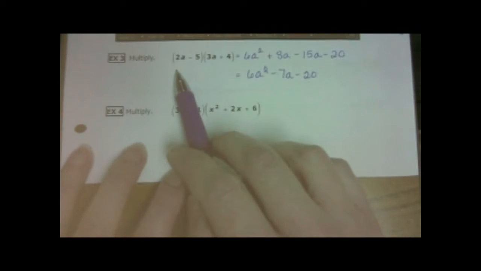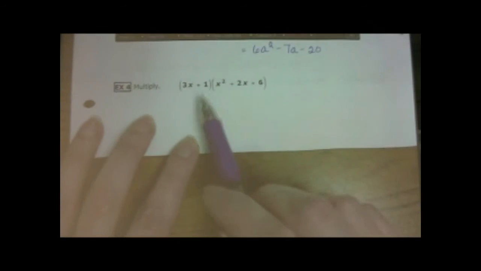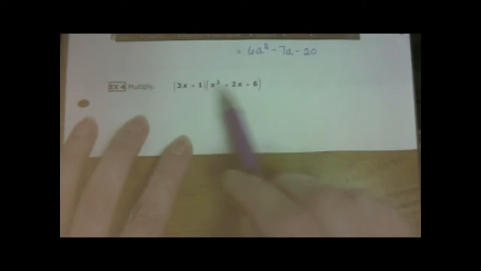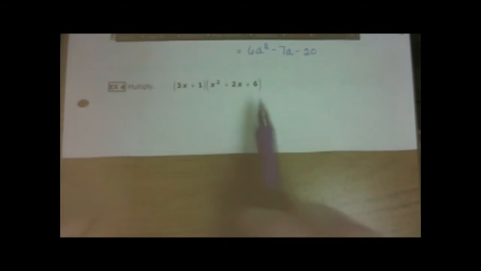When we looked at FOIL, we were taking everything in the first binomial times everything in the second binomial. We're going to do the same thing. We're going to take everything in this first binomial times everything in this trinomial. Since I have 2 things here and 3 things here, 2 things times 3 things is 6 things. So when I do this, I'm going to have 6 terms. So when you start, you can always check how many terms you have. If you have 2 trinomials, you're going to have 3 times 3 or 9 terms. But then a lot of terms will combine as like terms, and your answer won't be as long.